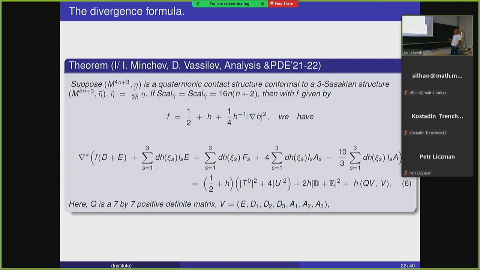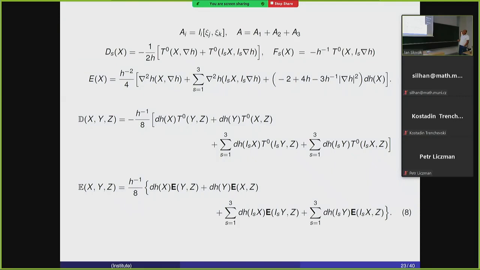I will not explain each of these things, so they depend on the torsion. But the important part is that the right-hand side of this divergence has a sign, because this Q is a 7 by 7 positive definite matrix. So when we integrate, here we get 0, and all the things should be 0 here, and this means that the new structure should be again quaternionic Einstein. And so this is the matrix.